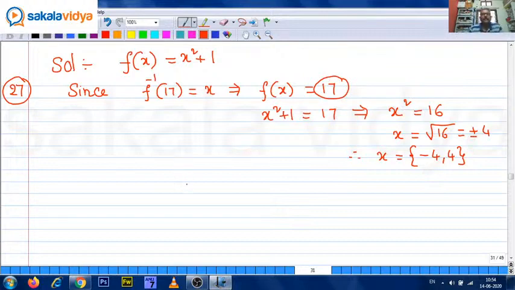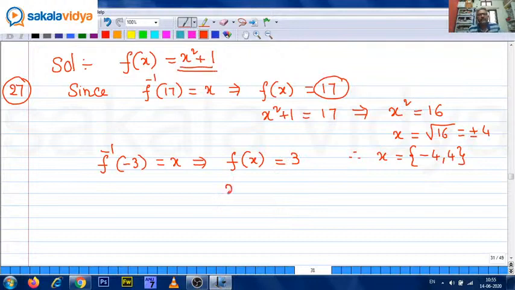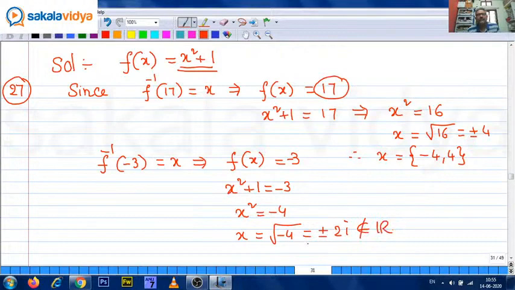Right, next, f inverse minus 3, say x, f of x equals minus 3. Since f of x is x square plus 1, x square plus 1 equals minus 3. x square equals minus 4. x is equal to root of, that will be plus or minus 2i, which does not belong to the set of real numbers. That's why here x equals pi, null set.